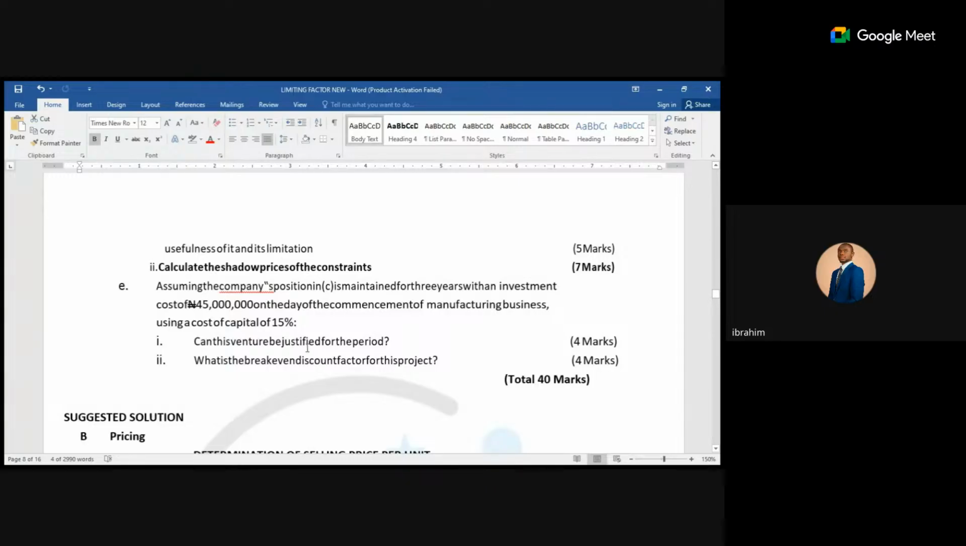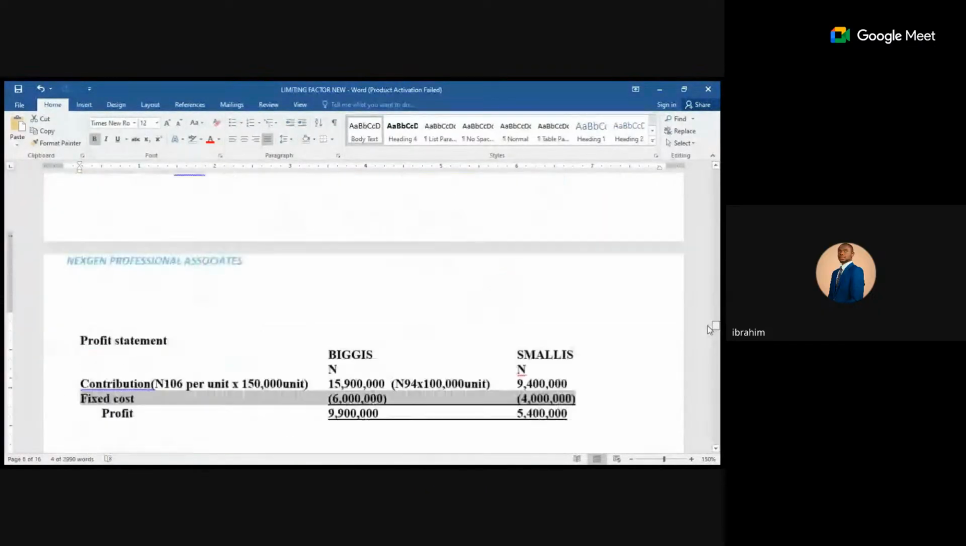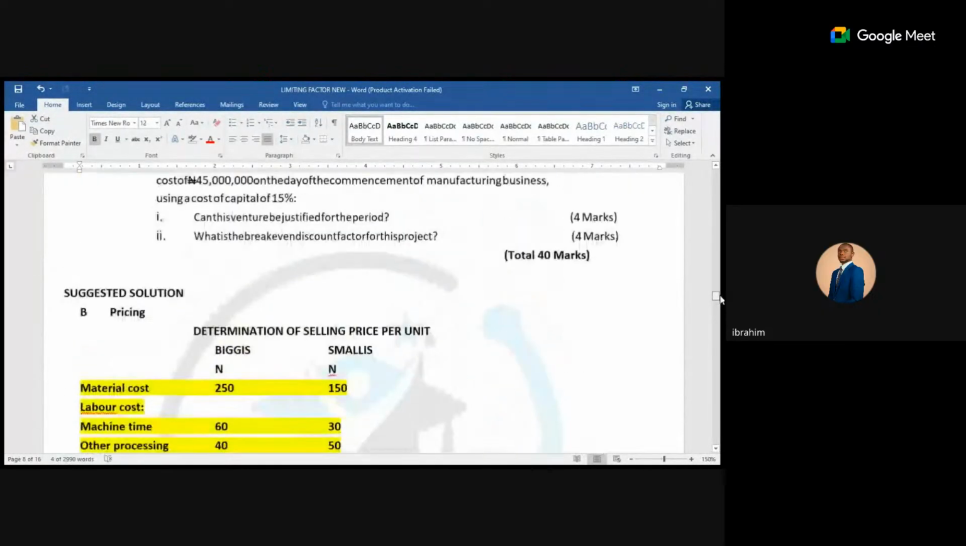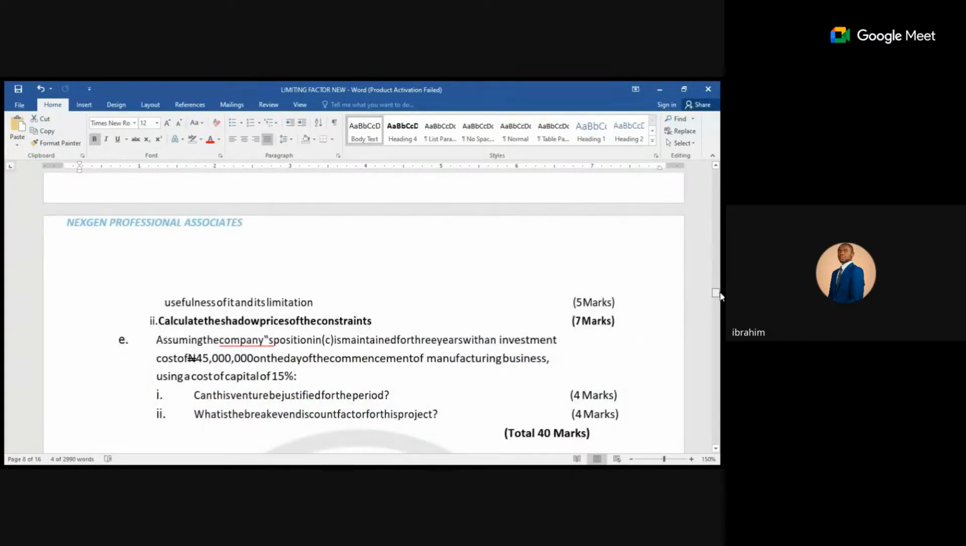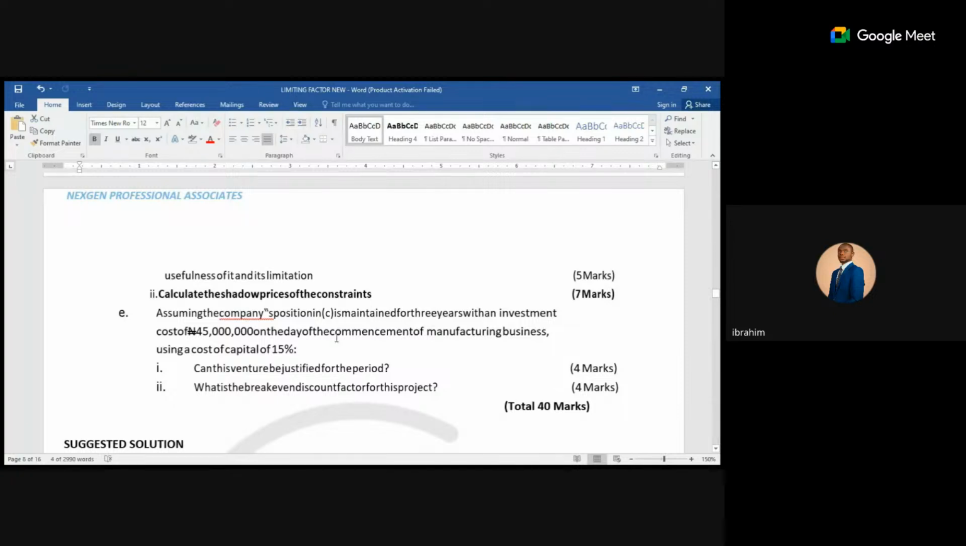Can this venture be justified for the period? Yes or no? The test is if the project gives you a positive NPV. We will not include fixed costs in our computation because fixed costs are not a relevant cost.